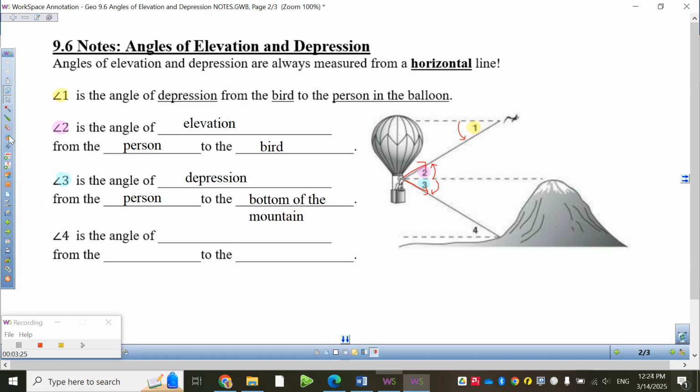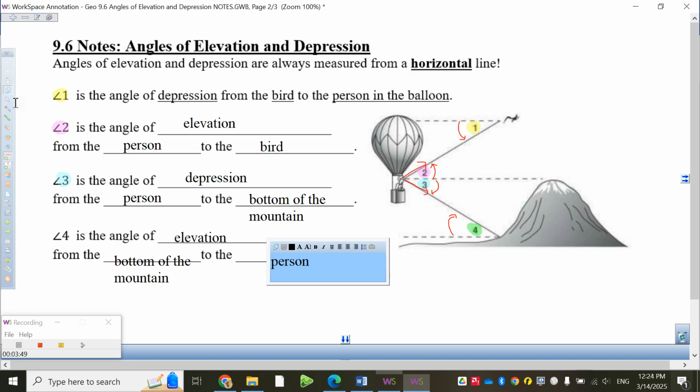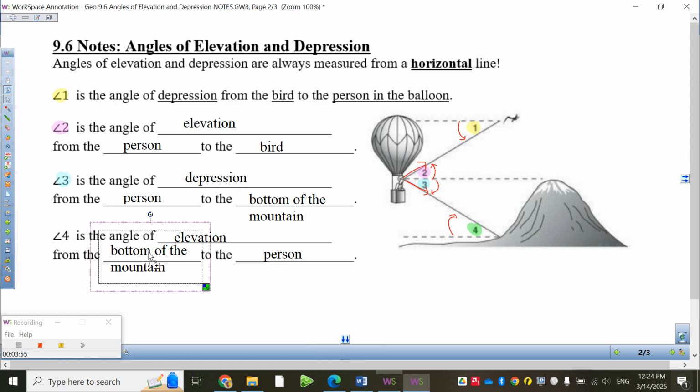All right, and then lastly, we have angle 4 here, and this is the angle of elevation, because it's going up in that direction, from the bottom of the mountain to the person. So to fill in our blank here, this is the angle of elevation from the bottom of the mountain to the person. All right, so that's the idea of angles of elevation and angles of depression. As we work on our 2 examples, you'll notice that the context is really important for deciding these. And so let's try our 2 examples.